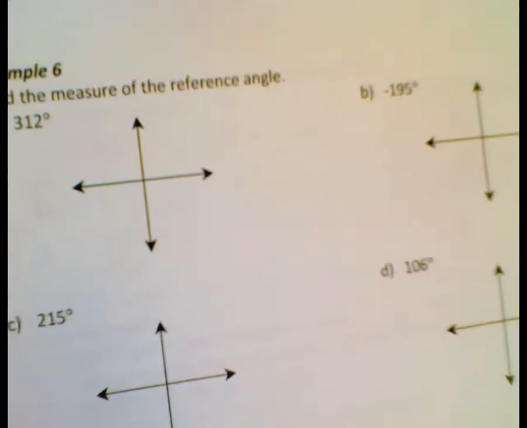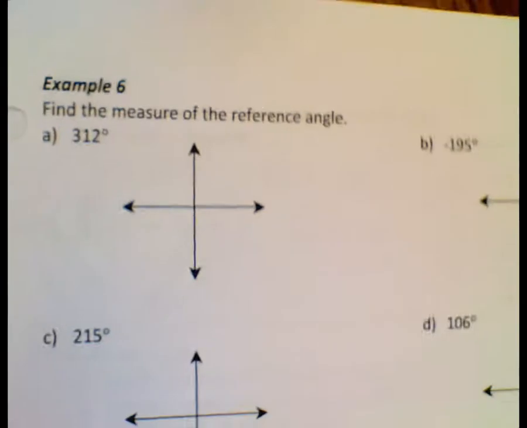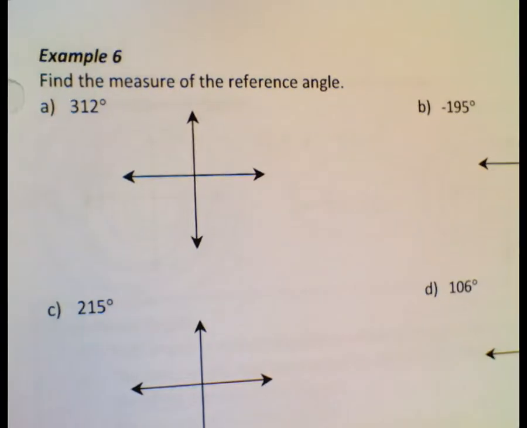Example 6. Find the measure of the reference angle. 312. Basically, the reason you use reference angles is because you have to use triangles in trigonometry. The word trigonometry has triangle in it, so you have to have angles that are easily used in a triangle. 312 is bigger than a triangle. The three angles of a triangle have to add up to 180, so 312 is too big of an angle to use a triangle. But there's another angle, its reference angle, that you can use the same as 312.